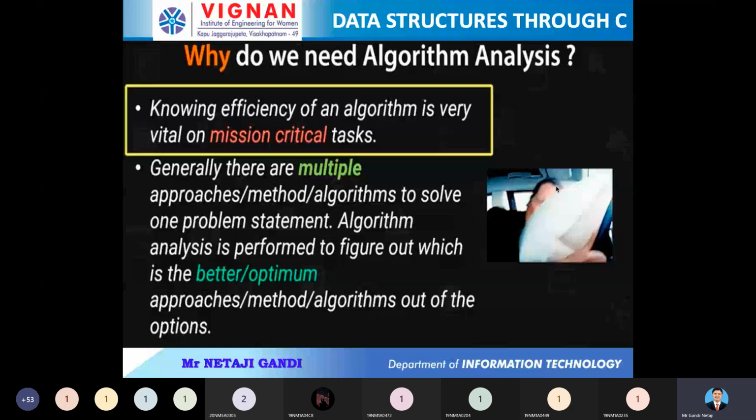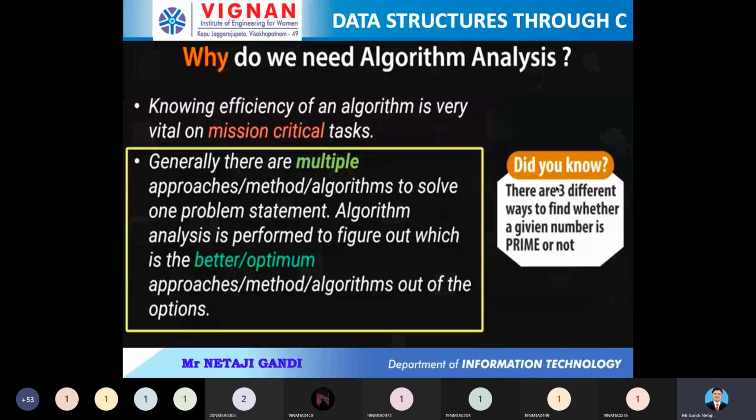Now coming to the second point. Suppose all 60 persons develop the same logic? No, the logic is not the same for all people. That's why there are multiple approaches, multiple ways to develop the project, the data structures, and the algorithm to solve one problem statement. You think in a different way, I think in a different way, other people think in different ways. So which one is better?